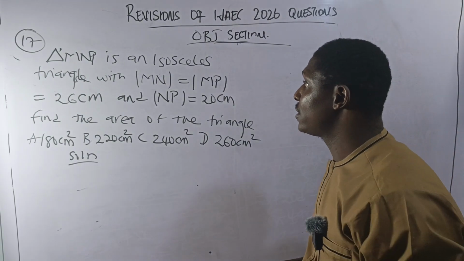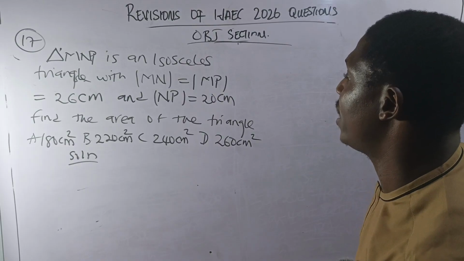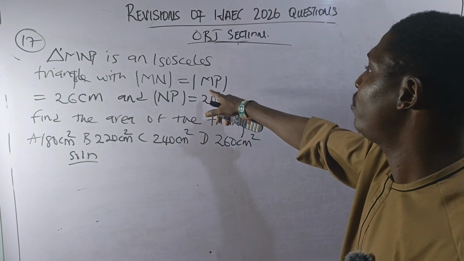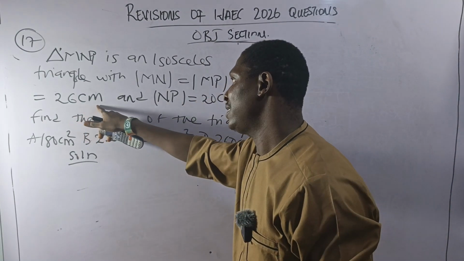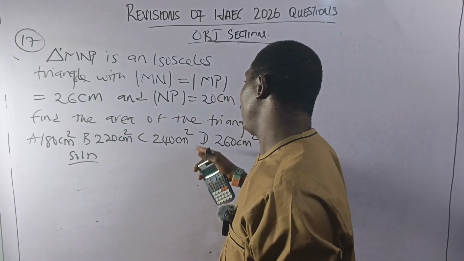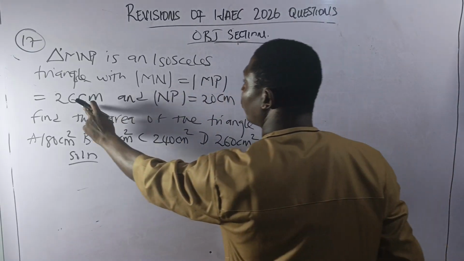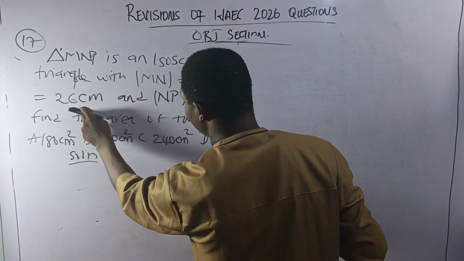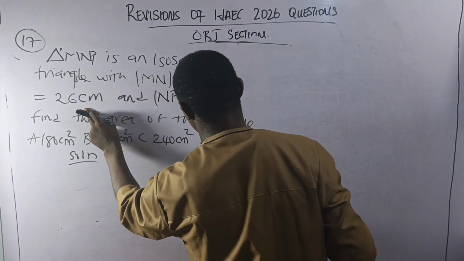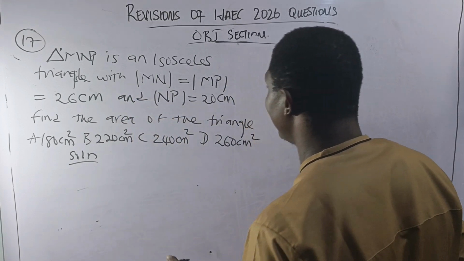Question 17 says, triangle MNP is an isosceles triangle with MN equals to MP equal to 26 centimeter and NP is equal to 20 centimeter. Find the area of the triangle. Remember, MN equal MP equal 26 centimeter means MN is 26 centimeter, MP is also 26 centimeter, and NP is given as what? 20 centimeter. So I should find the area.